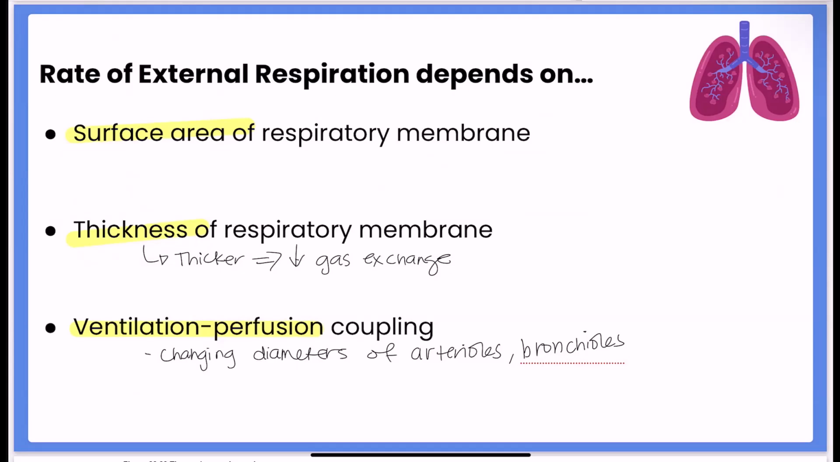This isn't a perfect process, adjusting the diameters of the arterioles and the bronchioles, because there's stuff that hinders ventilation perfusion coupling, things like gravity, how much gravity is pulling on certain lung tissues, and the mucus level in certain areas of the lungs or the respiratory tract. But overall, this process of changing those diameters of the arterioles and the bronchioles does a good enough job.